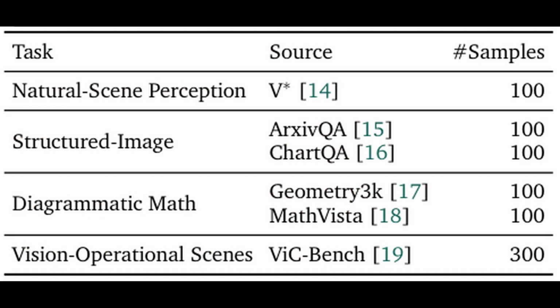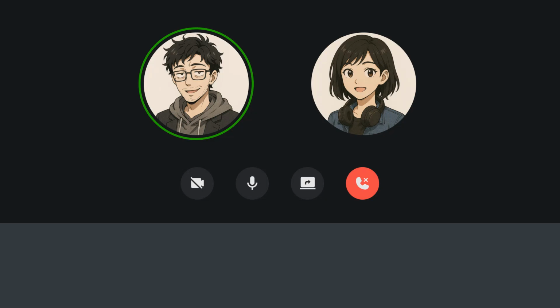The paper also shows us the diversity of tasks that need to be handled. Let's look at this table showing the evaluation tasks they used. They tested on natural scene perception, structured images like charts, diagrammatic math problems, and vision operational scenes. That's a really broad range of visual reasoning tasks. And this diversity is exactly why we need a unified approach.